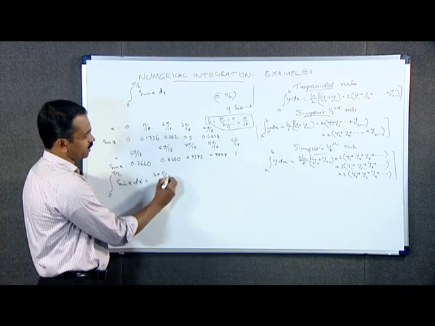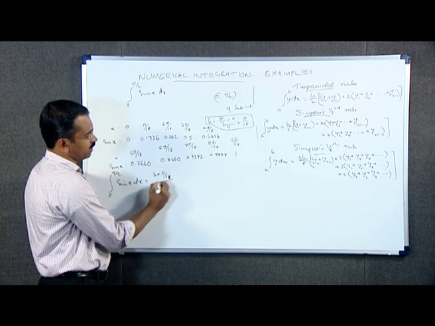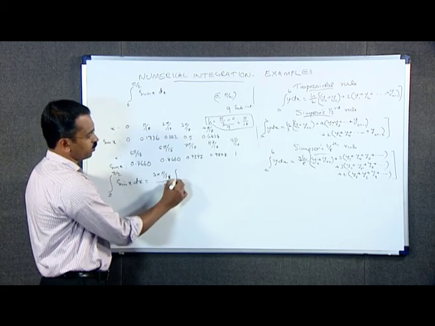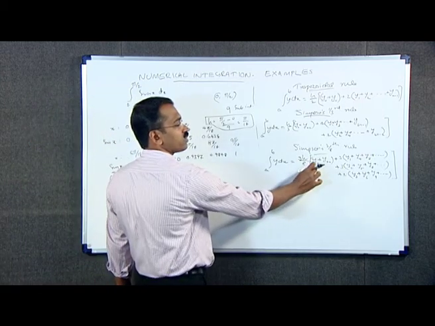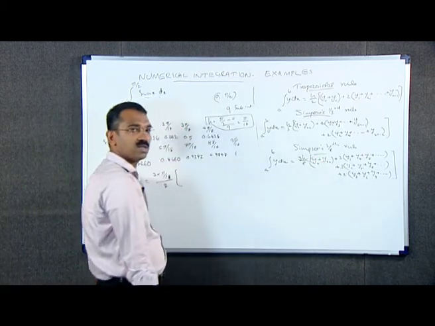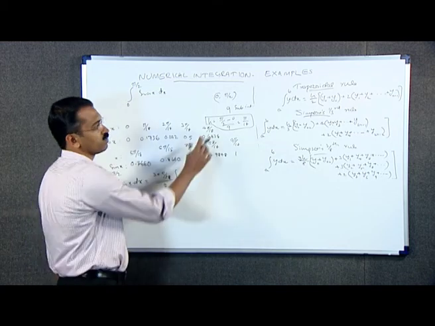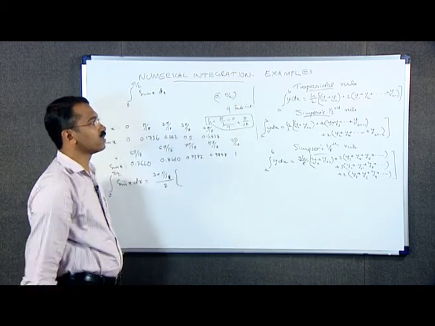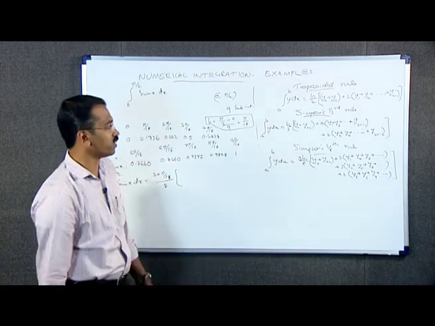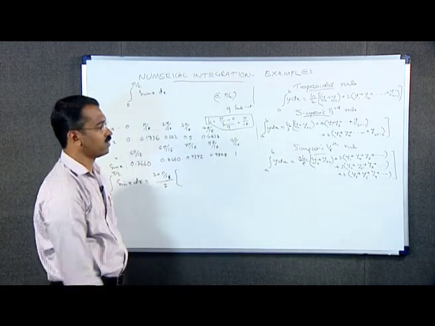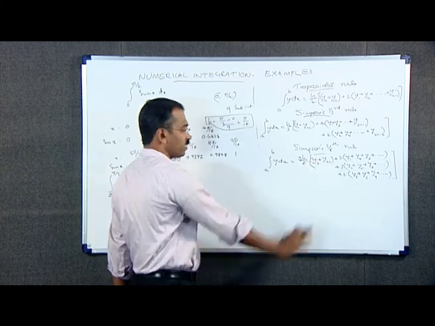3 into pi by 18 divided by 8 into y naught plus y3n. Y naught is the first ordinate, y3n is the last ordinate. That is, we divided into 3 multiple number of sub intervals. Therefore, the suffix is 3n.